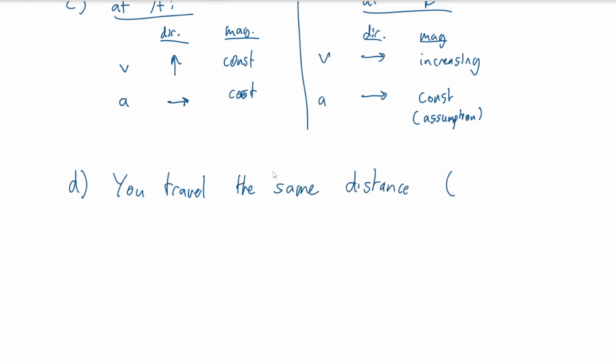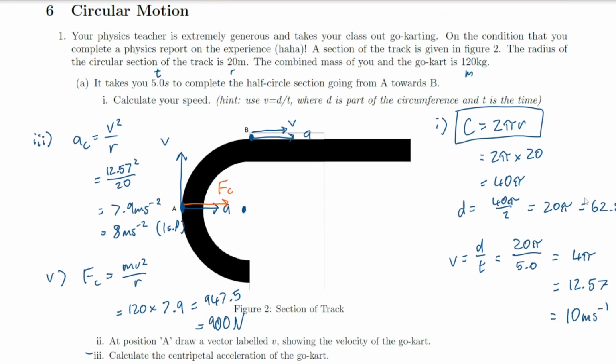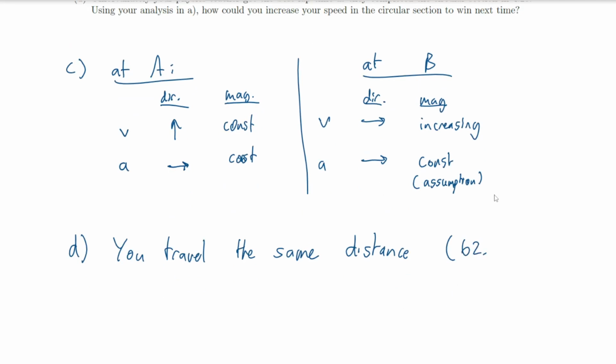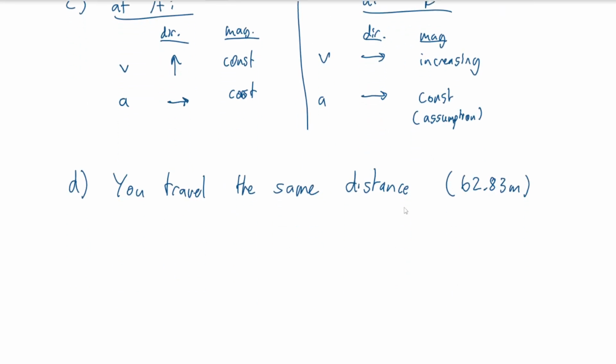All right, and we worked that out actually. It was 62.83 meters. Okay, so we can't decrease that. Right, in reality you could. That's actually how you would probably get a faster time, but let's assume that distance is fixed.